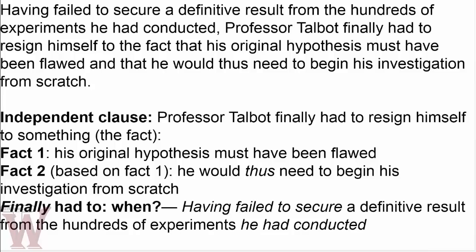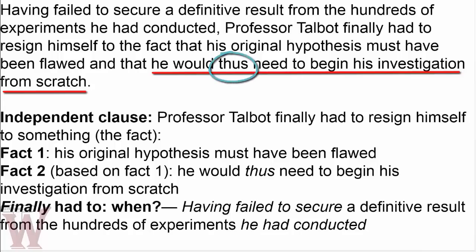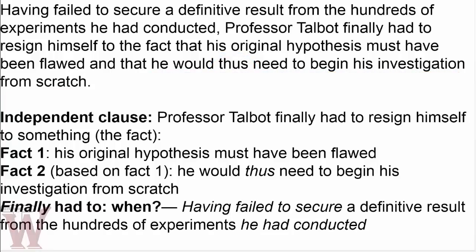Based on that fact, the fact that the hypothesis was flawed, he would thus need to begin his investigation from scratch. He needs to start all over again from the beginning, do everything again. Okay? And then we have finally. So Professor Talbot finally had to resign himself. So when did this finally happen? When was this event? Having failed to secure a definitive result from the hundreds of experiments he had conducted. So after he failed to get his conclusion, he realized that he would have to start all over again.